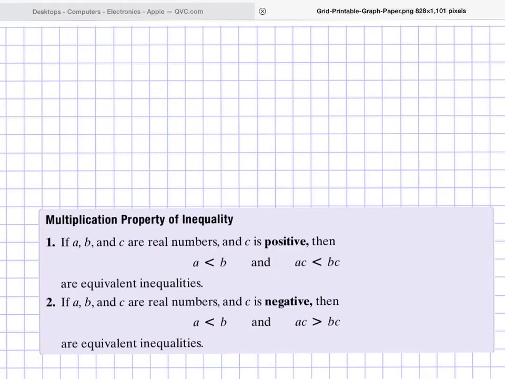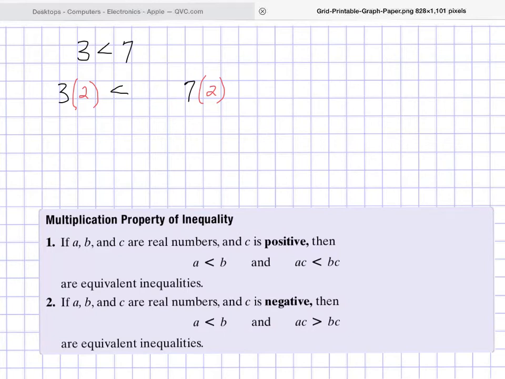Now, before I introduce the multiplication property of inequality, let me illustrate something. If I have a statement that 3 is less than 7, is that a true statement? Is 3 less than 7? That's true. Now, what if I take that same statement, and what if I multiply 3 times 2 and 7 times 2?